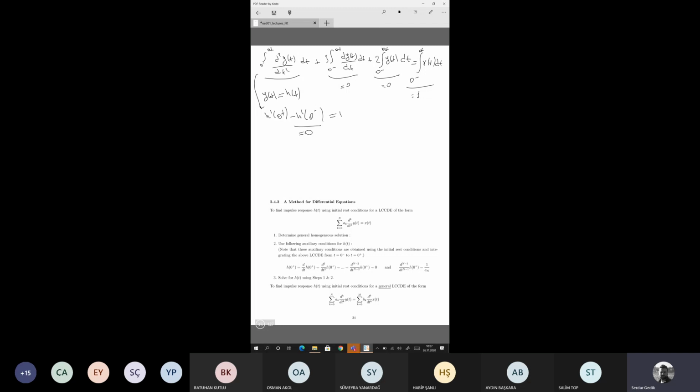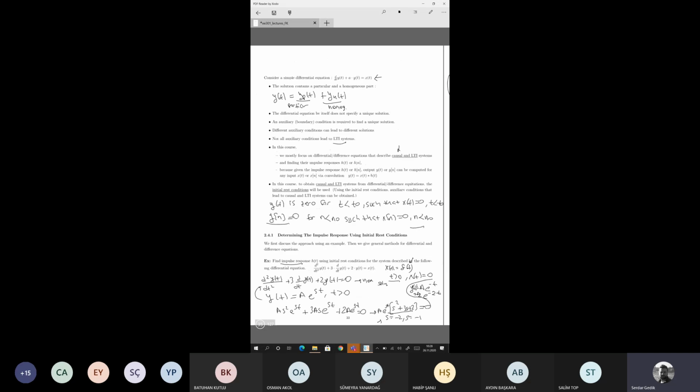If I evaluate the other terms here, h 0 plus minus h 0 minus is equal to 0. So this is 0, and this is also 0 by the initial rest assumption. So what I have is this: only the highest order term, h prime 0 plus, is equal to 1, and the rest are all 0. And by using those two conditions, I can find A1 and A2. How to do this? I know that h of t is equal to A1 times something plus A2 times something.